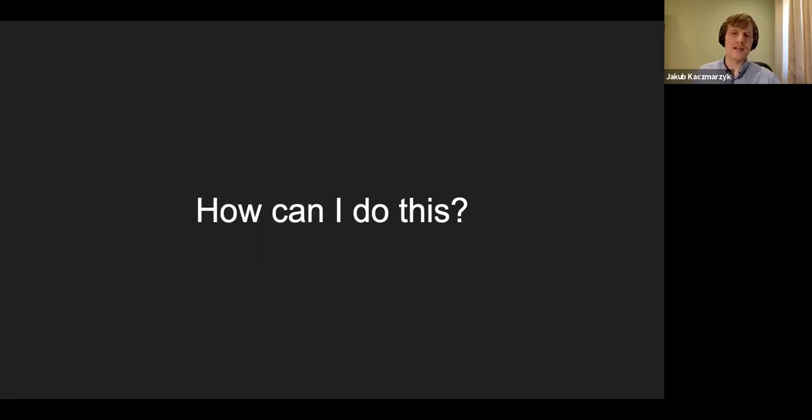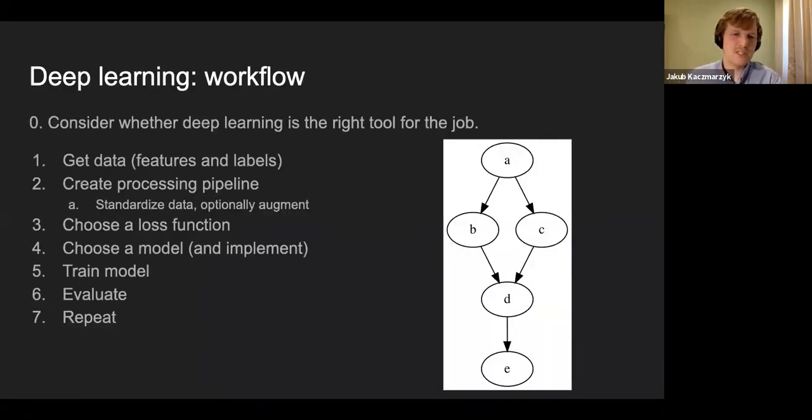So, you might be wondering, how can I do this? I've seen a lot about deep learning, the power, the drawbacks. How can I actually get down into it? So there's a pretty standard workflow that at least I follow. I would say that most people would follow this. Step 0, consider whether deep learning is the right tool for the job. This is very important. Deep learning is definitely not always the right tool, but when it is, it can be very powerful. So then step 1, get data.